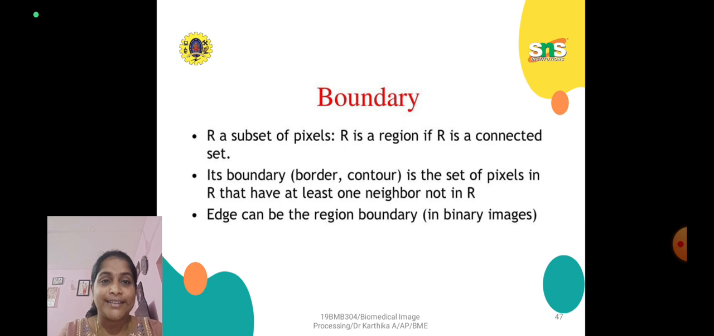And here, regarding the boundary, R is a subset of pixels. R is a region if R is a connected set, and its boundary, border, or contour is the set of pixels in R that have at least one neighbor not in R. This can be the region boundary in binary images.